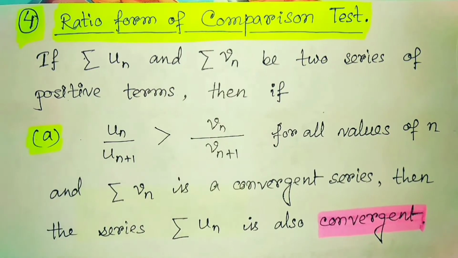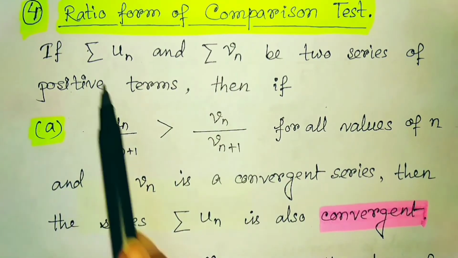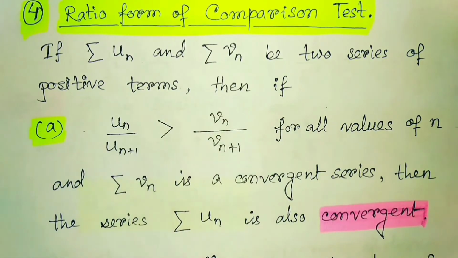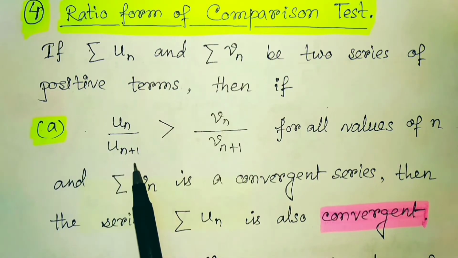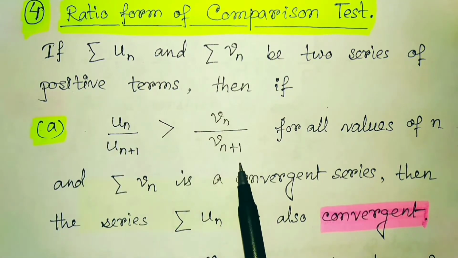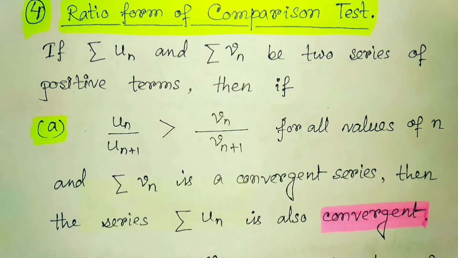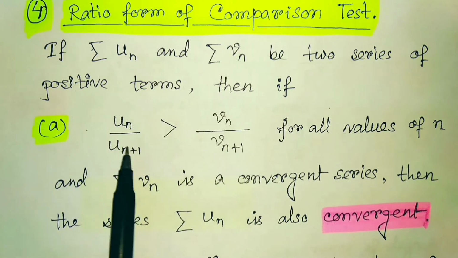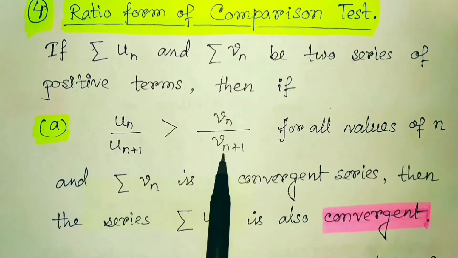Beyond these three forms, we have one more form of the comparison test. In this form, we again have two series, un and vn, of positive terms, and if we find that un divided by un plus 1 is greater than vn divided by vn plus 1 for all values of n, and summation vn is a convergent series, then the series summation un is also convergent. This is called the ratio form because from un and vn we can easily find un plus 1 and vn plus 1.